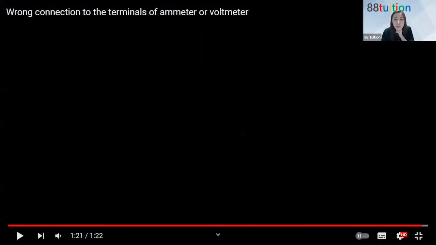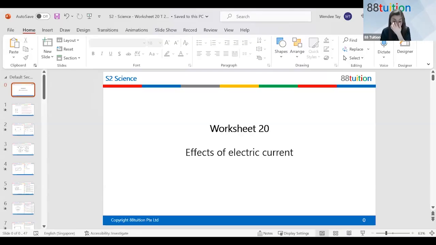Okay, so always remember how the voltmeter and the ammeter are connected, right? So that's like connection to the wire. But in the circuits, you need to remember the ammeter is always connected in series, and then the voltmeter must be connected in parallel. Okay, so it will actually be seen inside our worksheet.